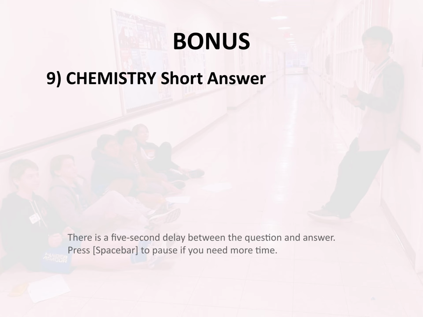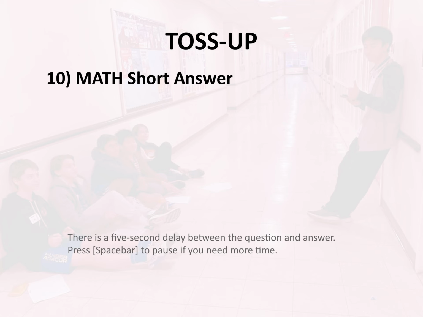Toss-up 10. Math. Short answer. What is the solution set of the inequality the quantity x minus 1 squared is less than or equal to 0? Answer: 1.